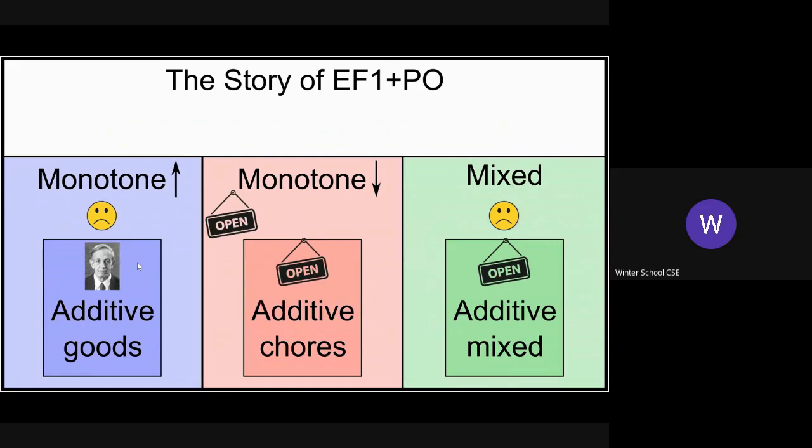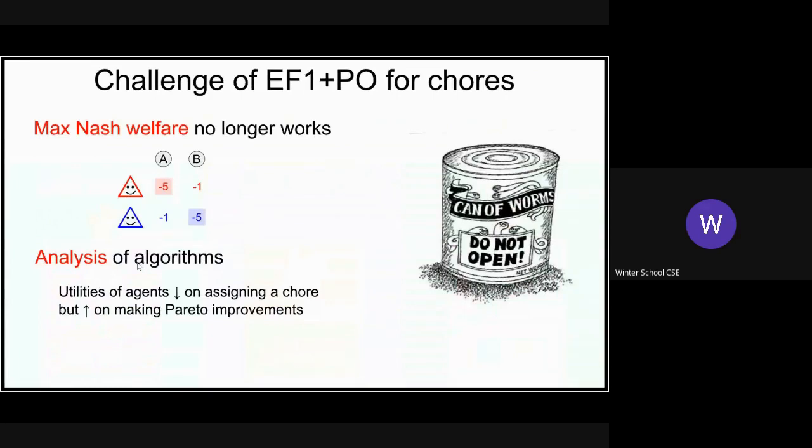So what about chores or mixed items? Again, lots of sadness and lots of open results. The sadness carries over from here because mixed is a generalization of that. And we don't know whether, even for additive chores, for example, an EF1 plus PO allocation always exists. One of the reasons it's challenging for chores is, first of all, that if you try to adapt Nash for chores, it's no longer going to work, because you have negative numbers.